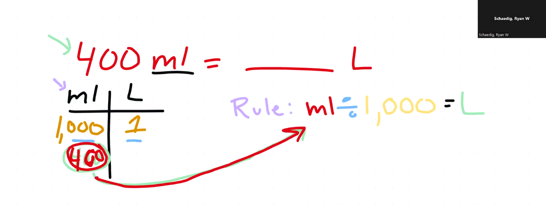So I'm going to now say 400 divided by 1,000. And that's going to give me my answer. And my answer will be in liters. It will equal my answer in liters. So that's what we've got to do. 400 divided by 1,000. I put a comma in the 400 by mistake. I hope you were screaming at the screen like, bro, get your math straight. All right, 400 divided by 1,000.